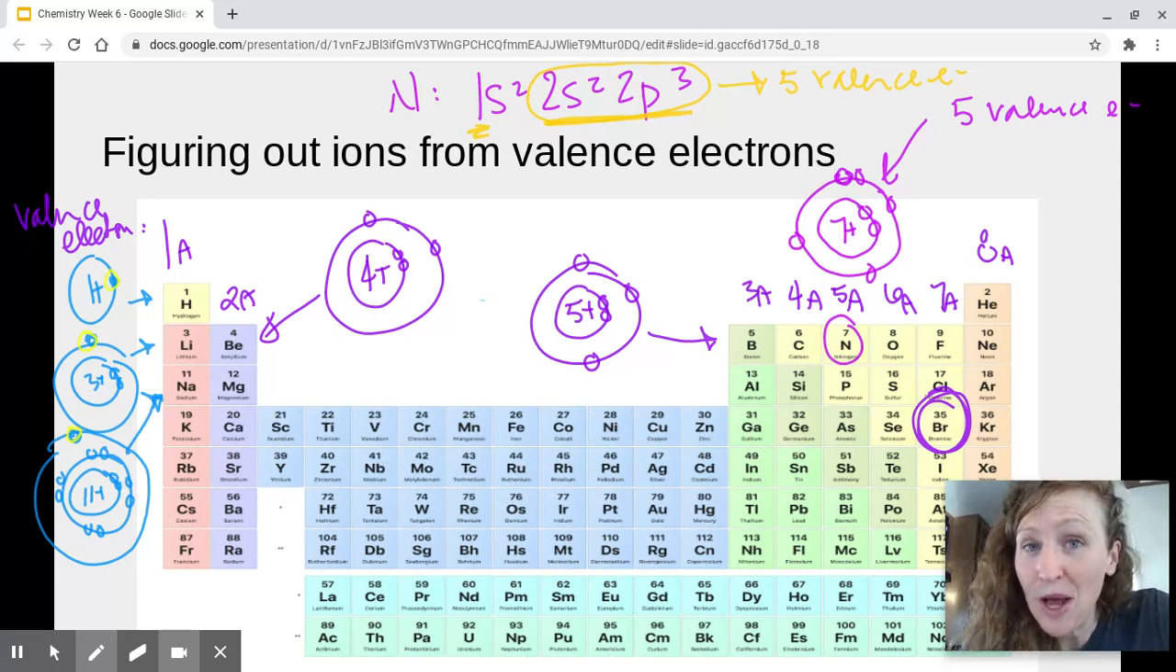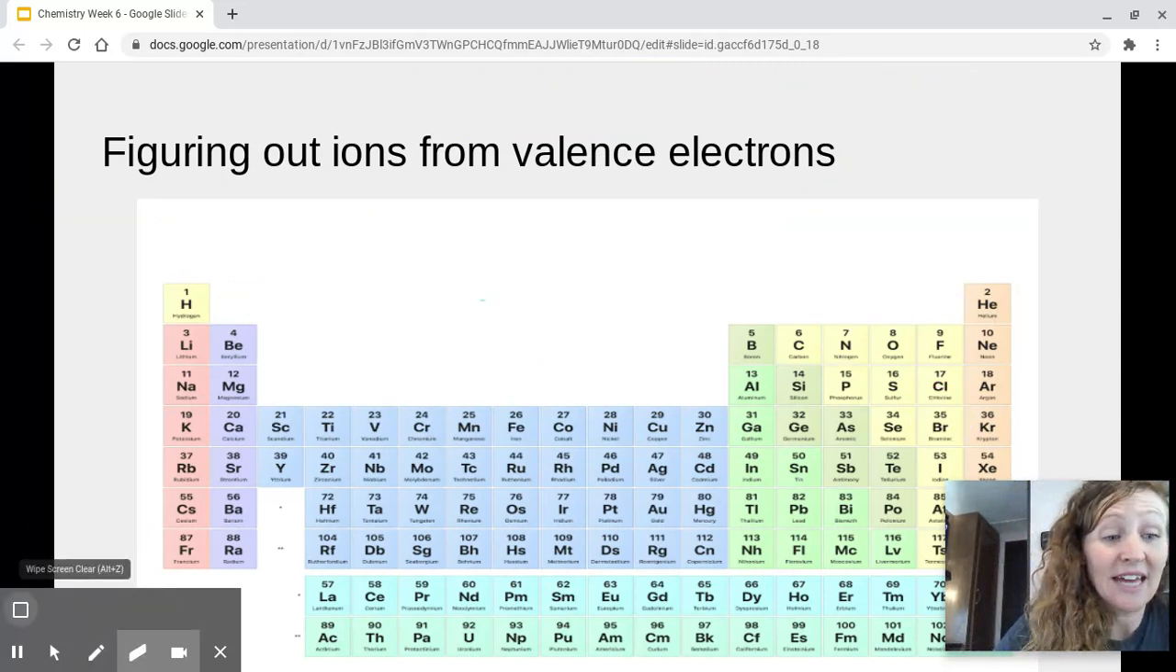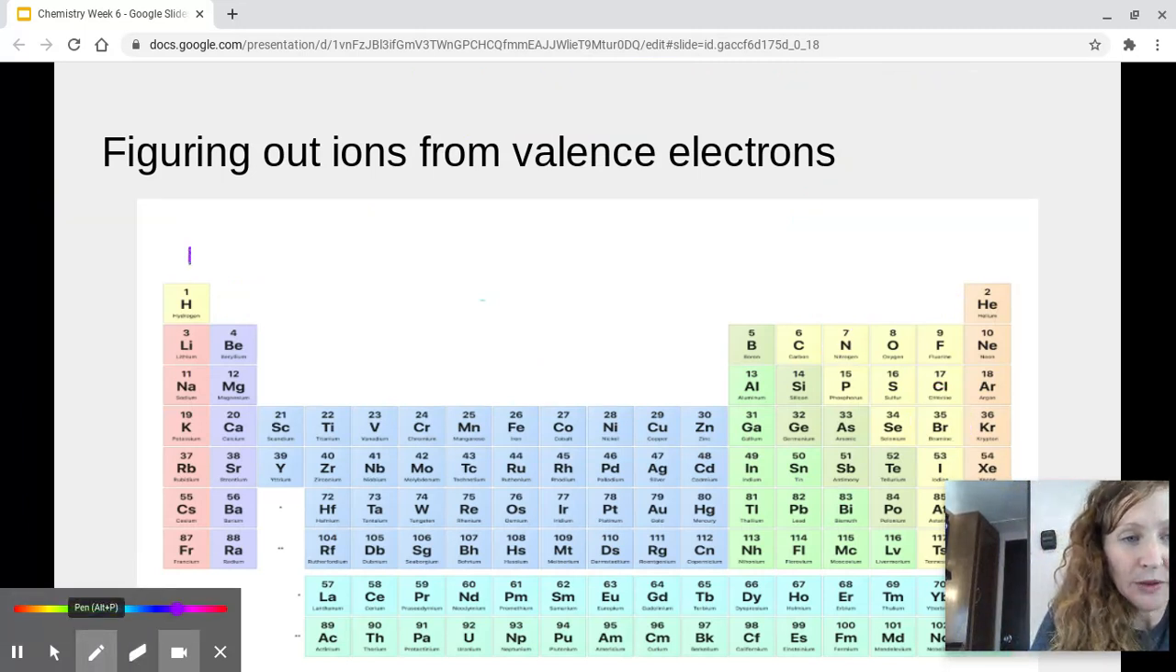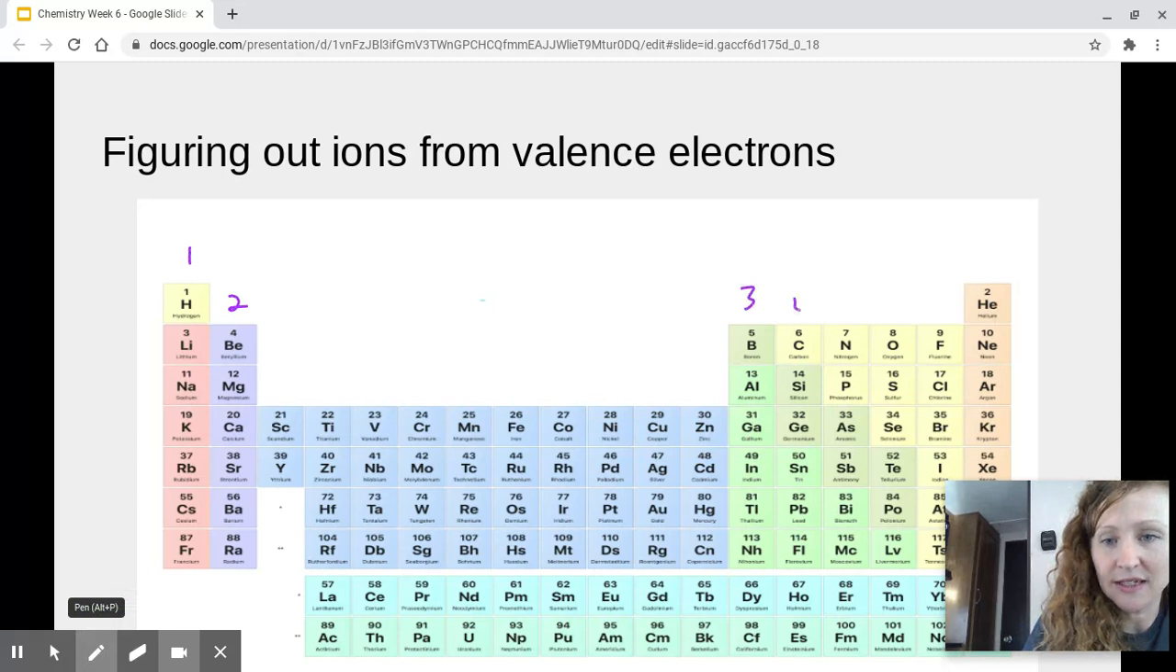Now that we know how many valence electrons atoms have, I'm going to write it on top of the families again.